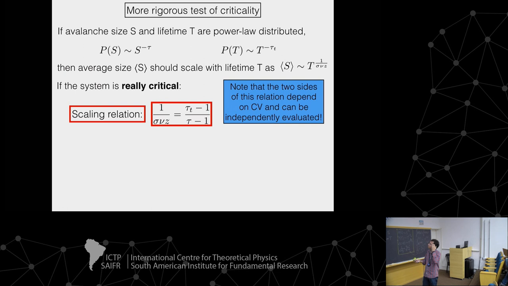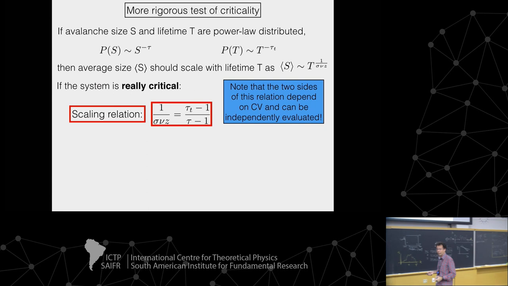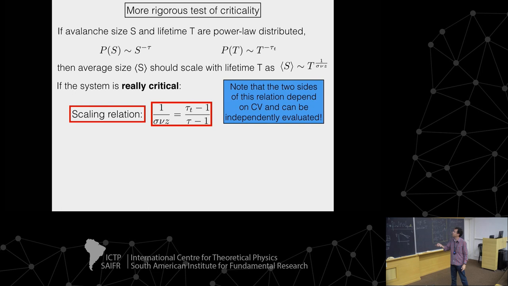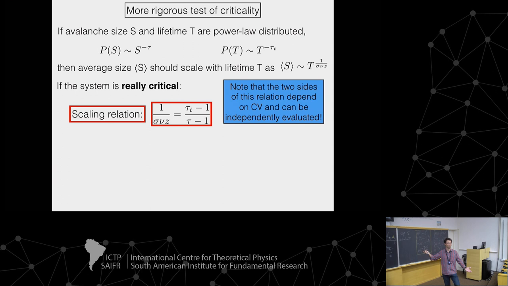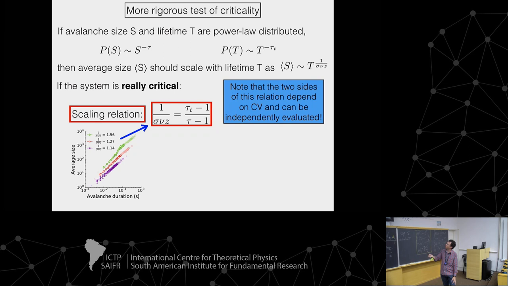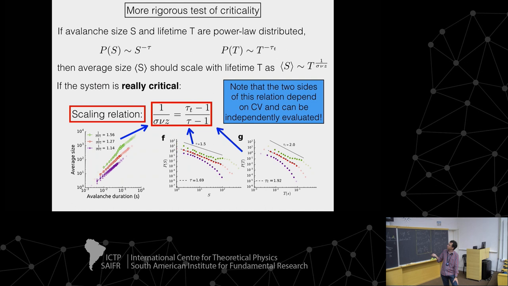And again, I make the same comment that I made in the cross model. The two papers were working in parallel, and somehow they met. It's amazing. Note that the two sides of this relation depend on CV, like I showed you, and can be independently evaluated, just like in the cross model. So this kind of exponent I obtain from the slope of this plot here, whereas the tau and the tau t that appear here come from fitting the size distribution and the lifetime distribution, respectively. So the left-hand side and the right-hand side, in principle, are independent. And everything in here depends on CV, which varies somewhat randomly because of the kind of anesthesia that we have.